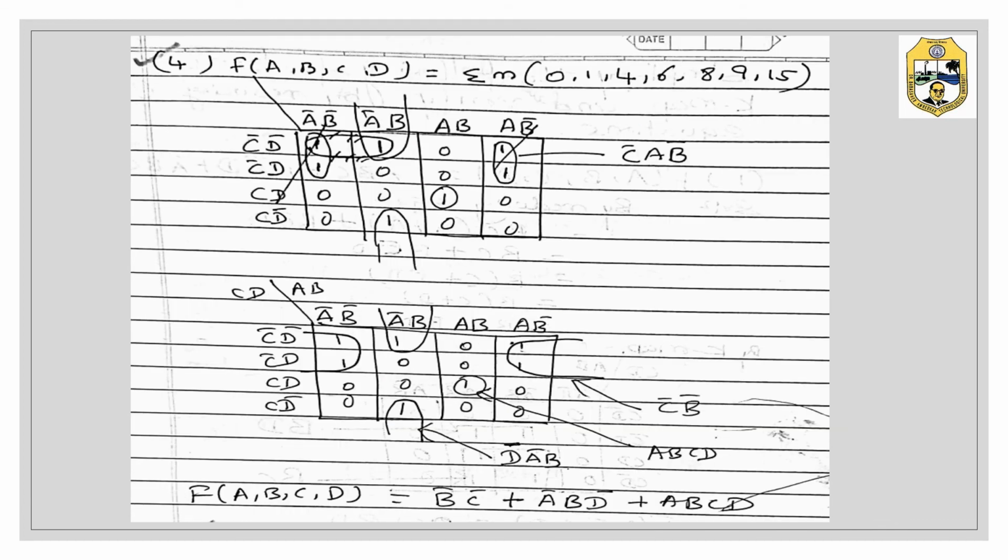Then for 4 variable K-map, f of a comma b comma c comma d. Here it is given summation of m of 0 comma 1 comma 4 comma 6 comma 8 comma 9 comma 15. So all these values m0, m1, m4, m6, m8, m9 and m15 are considered as 1. So when you put these values in the K-map, what will they be? See here. So 1 1 1 1 1 1 1.